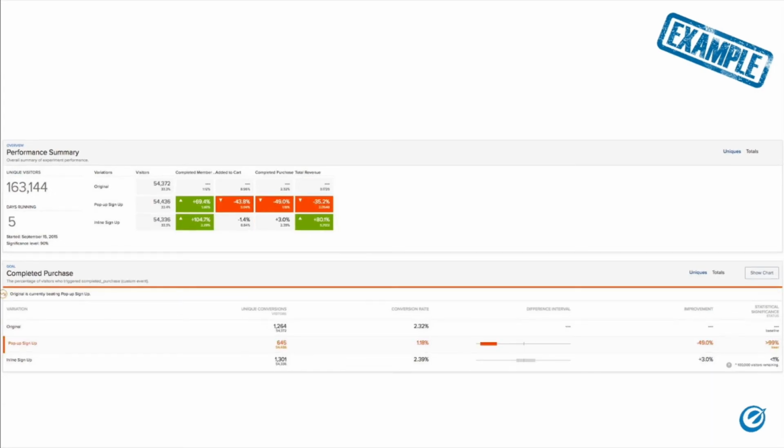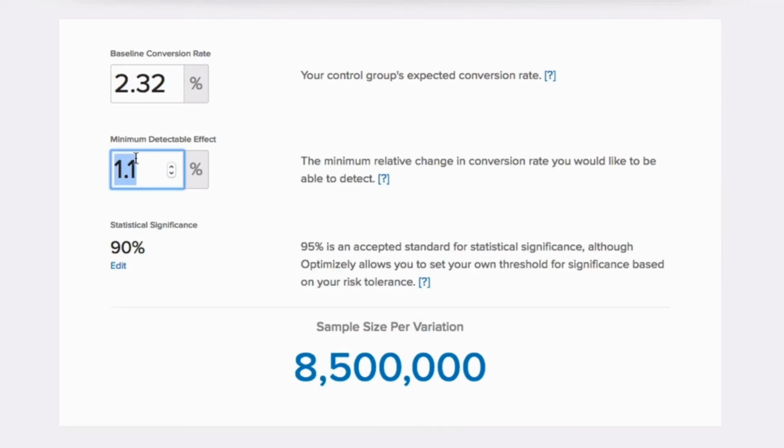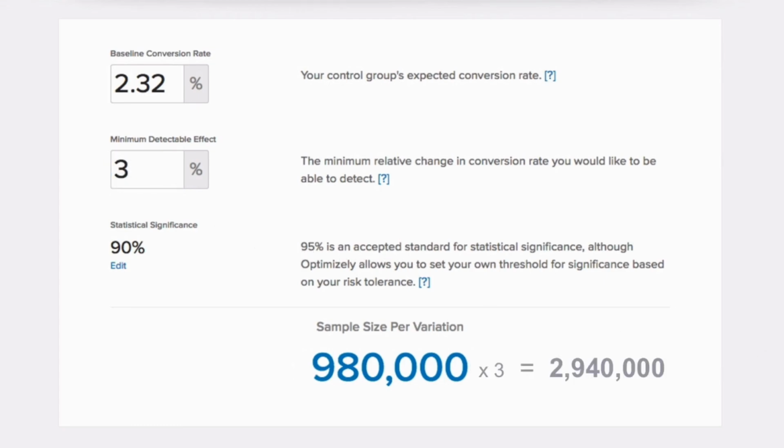In our next example, we are looking at completed purchases for an e-commerce site where one variation is already losing. Our only hope for a winner here lies with variation 2, whose difference interval is lopsided towards the positive, but the results are still not statistically significant. Again, we plug the numbers into the calculator and it tells us that we need almost 1 million visitors per variation, 3 million in total, to get statistically significant results.